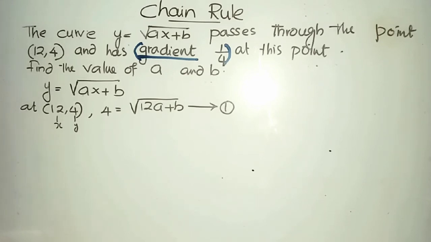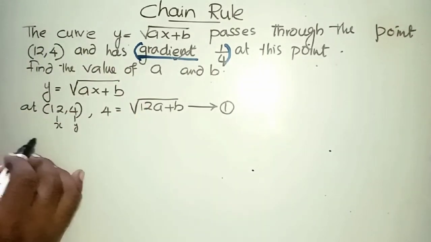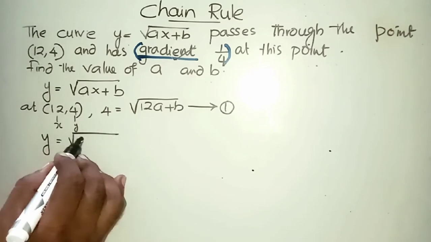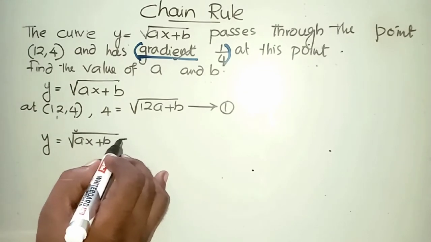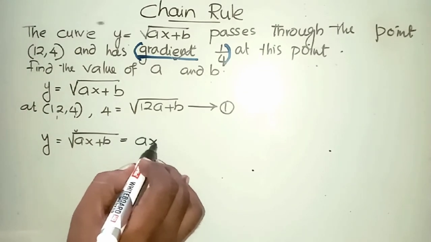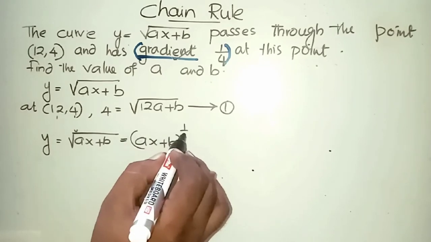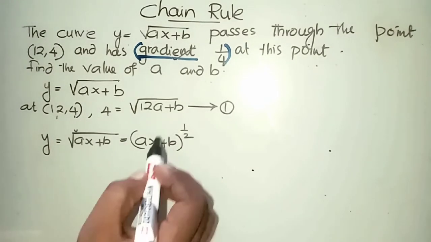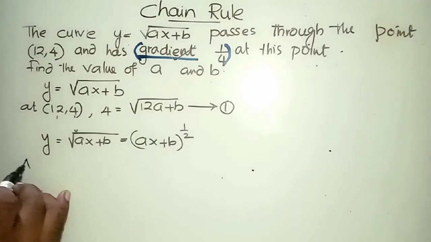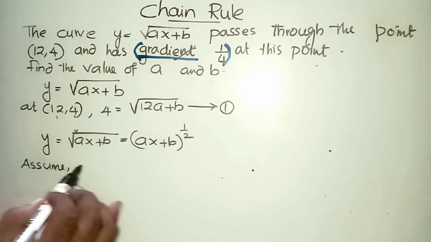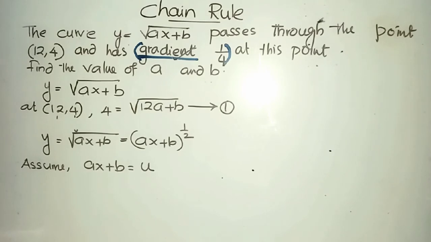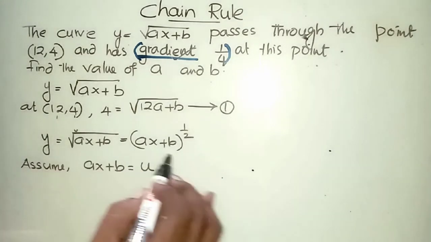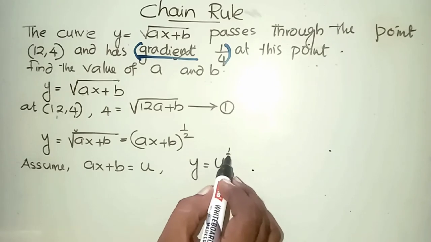Now we have to make use of gradient. For that, let's differentiate the function y equals root of ax plus b. When you want to differentiate this function, we need to make it in standard form. The standard form is ax plus b the whole raised to 1 by 2. This is a binomial with a power, so we have to make an assumption. Assume ax plus b is equal to u. So we get y equals u raised to 1 by 2.